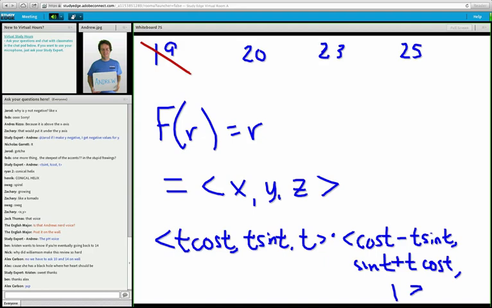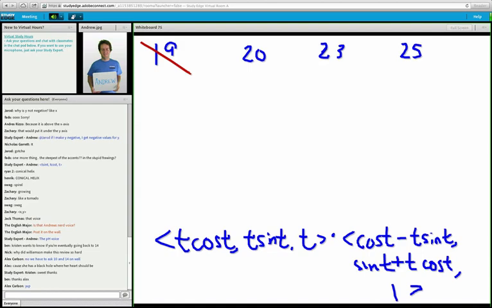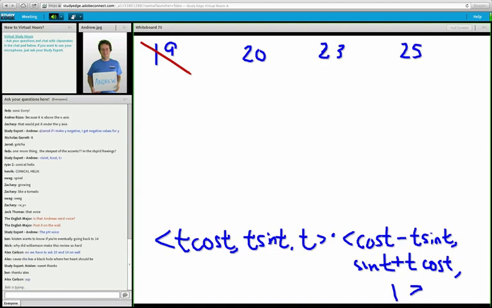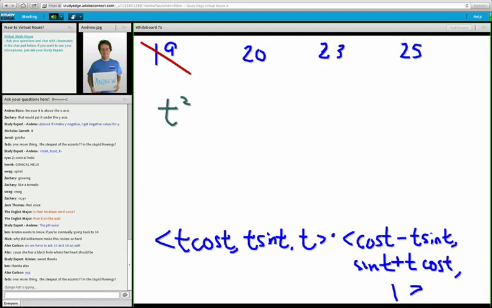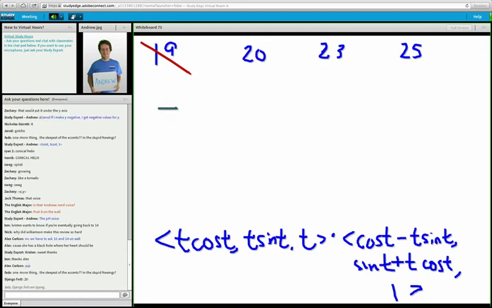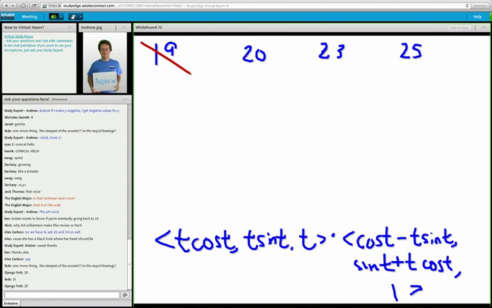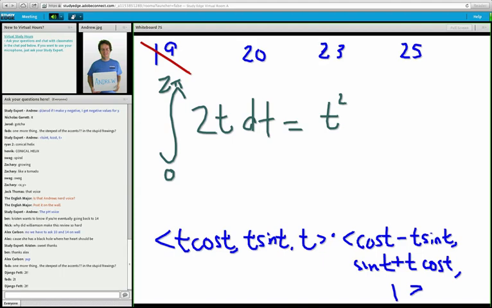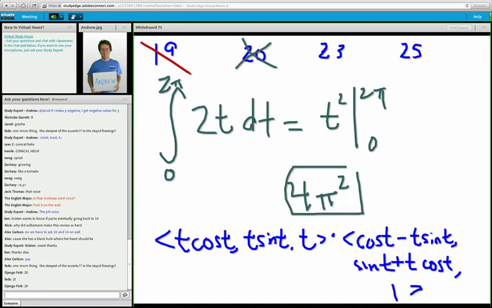Now when you do this dot product, here's what I end up getting. I think it just gives me t squared. No, it's just 2t. When you do this dot product out, it just gets 2t dt. The integral of 2t dt from 0 to 2 pi is t squared, plug in 2 pi, plug in 0. This gives you 4 pi squared. That's your answer. Cool? We're done with number 20.